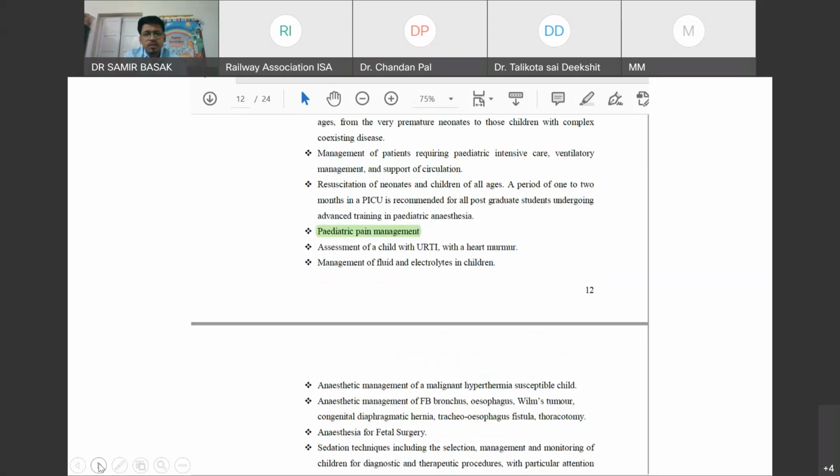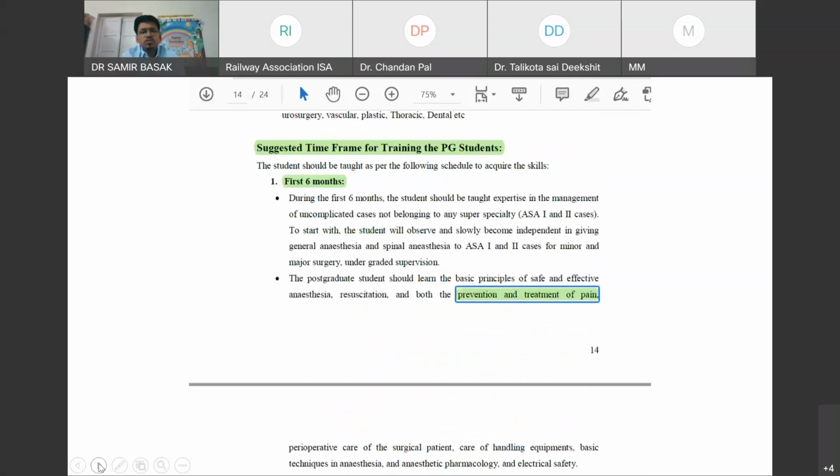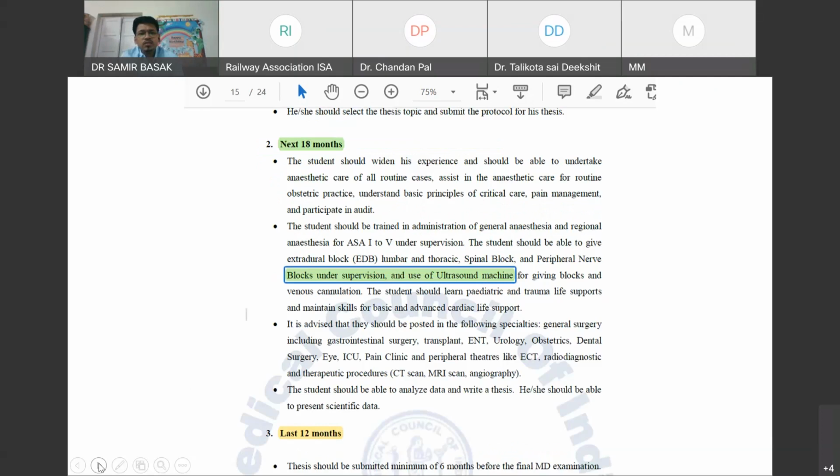Next comes pediatric pain management. When we should learn all the things during training, in the first 6 months we should learn the anatomy and physiology, then come to the basic principles of safe anesthesia, resuscitation, and prevention or treatment of pain, acute and chronic pain. They are focusing mainly on acute pain during the first 6 months. In the next 18 months, we have to provide our students ample scope to perform blocks under supervision and use USG machines to give the different types of blocks, and venous cannulations.